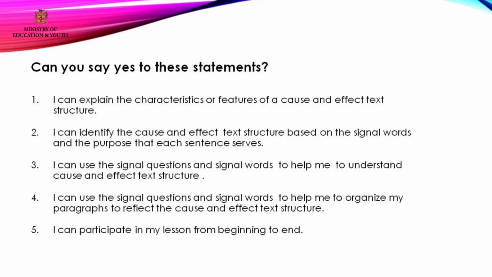Number one, I can explain the characteristics or features of a cause and effect text structure. Number two, I can identify the cause and effect text structures based on their features or characteristics of the paragraph. Number three, I can use the signal questions and the signal words to help me to understand cause and effect text structure. Number four, I can use the signal questions and the signal words to help me to organize my paragraphs to reflect the cause and effect text structure. And of course, I can participate in my lesson from beginning to end.